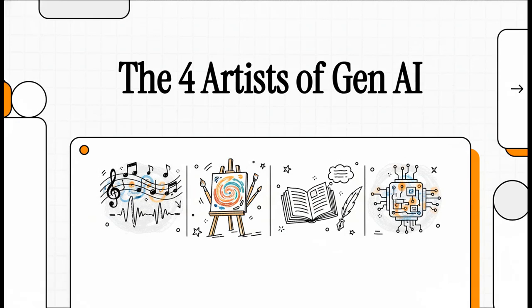Okay, so you've definitely heard about AI creating art, writing poems, making music, but how does it actually do it? Well, it turns out there are different kinds of AI artists, each with their own unique style. And their medium? It's not paint or clay, it's code. So let's step into the digital gallery and meet the 4 master artists of generative AI.